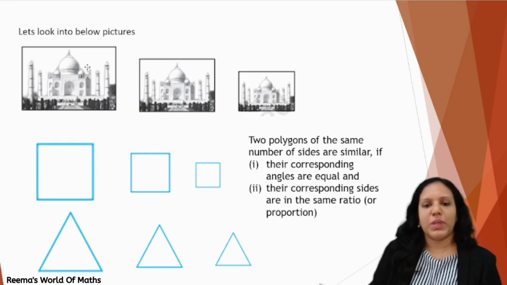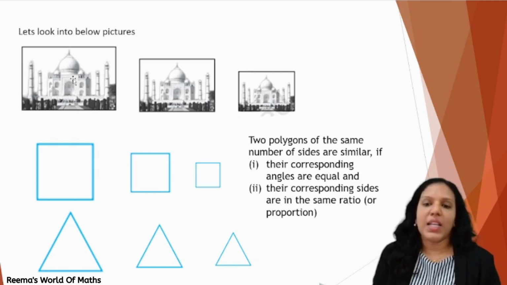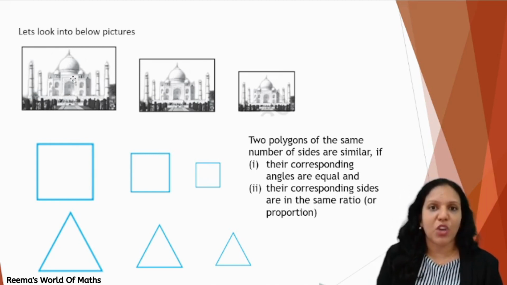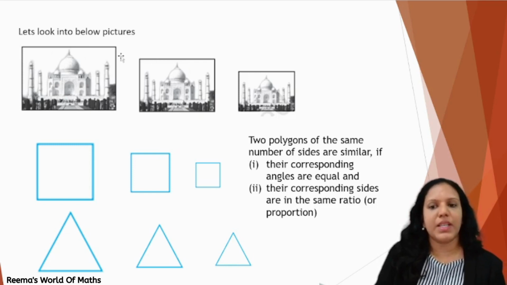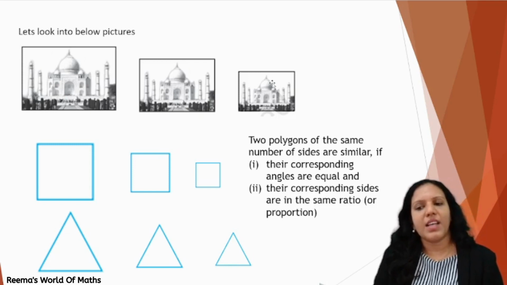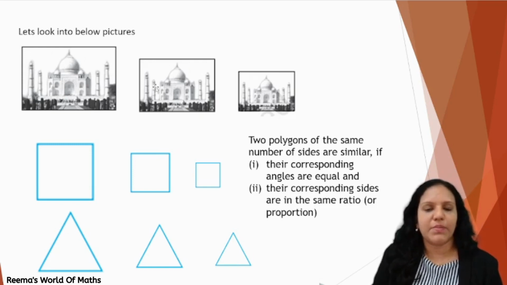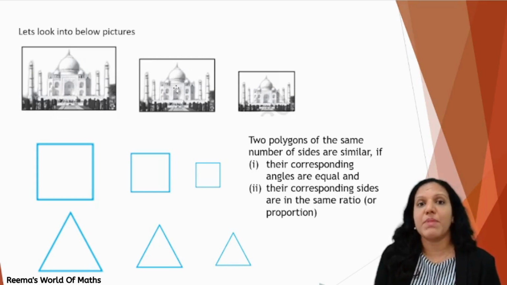Let's look at the pictures below. Here we can see the picture of the Taj Mahal: the first picture, the second and the third. Are these similar? Yes, these are similar pictures. But can we say these are congruent? No, because the sizes of these pictures are different. The first picture is bigger than the second one, and the third picture is smaller than the second. All the sizes are different, but these are similar. Those shapes are called similar figures.